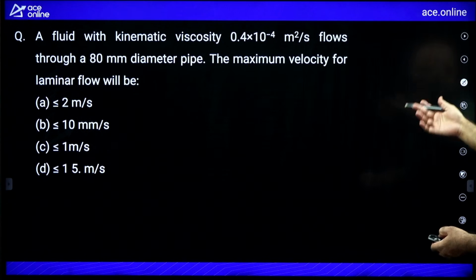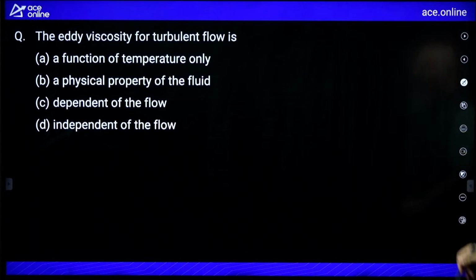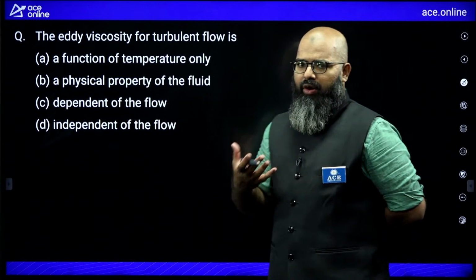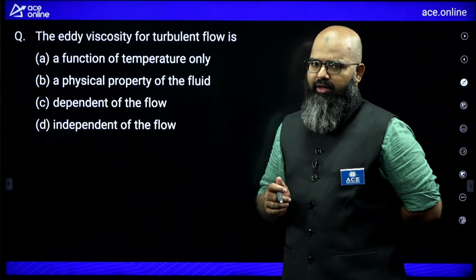We have done similar questions, so I'll move further quickly because I'm losing time over here. Next question is the eddy viscosity for a turbulent flow. Eddy viscosity eta. Is it a property of fluid? No, it is not a property of fluid.